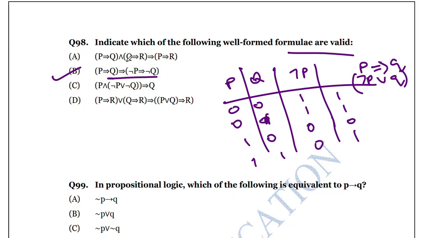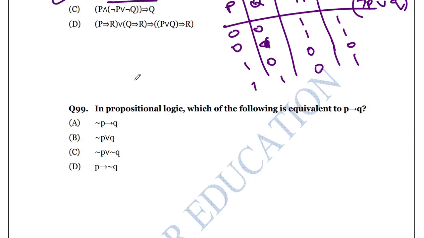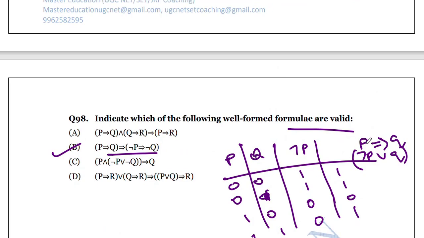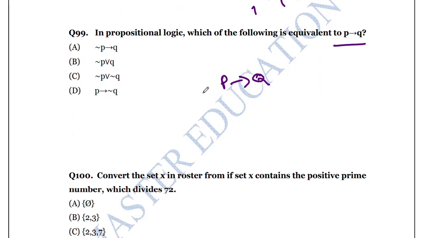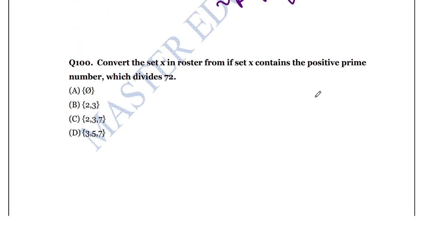Kindly check it out. The next question is, in propositional logic, which of the following is equivalent to P implies Q? As I already told, P implies Q is nothing but negation P or Q. So it is available in option B. Okay. The next and last question.